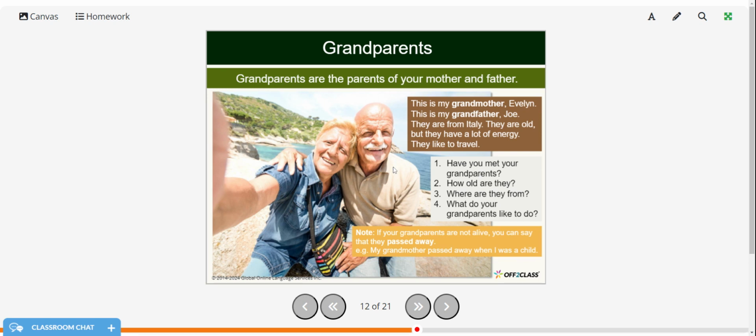All right, now try to answer these questions. Have you met your grandparents? So your response would be, yes, I have, or no, I haven't. How old are they? Where are they from? And what do your grandparents like to do? Now, if your grandparents are not alive, you can say that they passed away. Passed away is sort of a polite way of saying that they died. My grandmother passed away when I was a child.